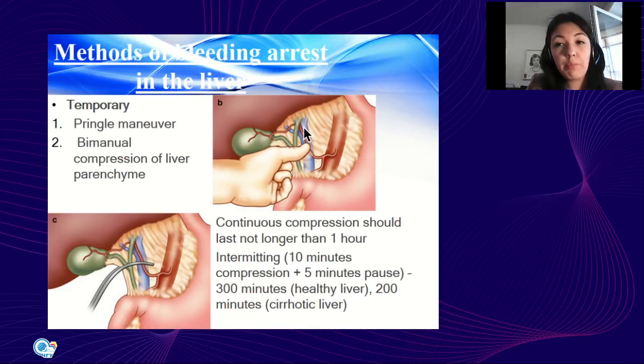This selective Pringle maneuver actually doesn't have time limitation. So if you use selective Pringle maneuver, you can compress as long as you need without any serious complications. So yes, in case of urgent surgeries, this method is used, but even in case of pre-planned surgeries, if you just want to prevent blood loss, you can also use Pringle maneuver in case of surgeries on the liver.